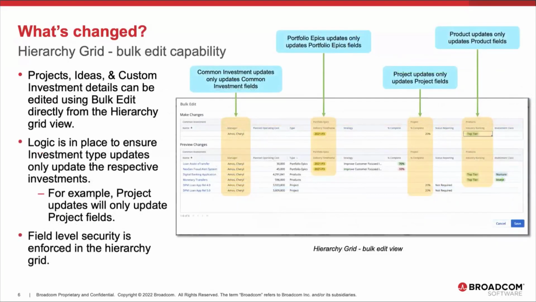This is an example of the bulk update experience from within the hierarchy grid itself. So logic is in place to ensure that investment type updates are presented for their respective updates. So for example, project updates will only update the project fields. With portfolio epics, you're only going to trigger updating the portfolio epics and so on.